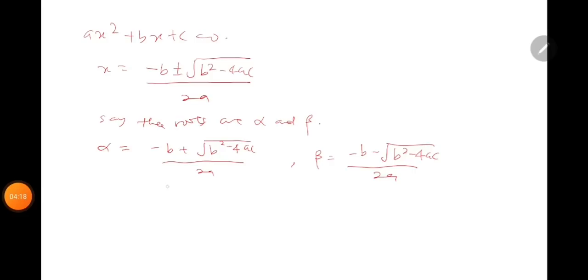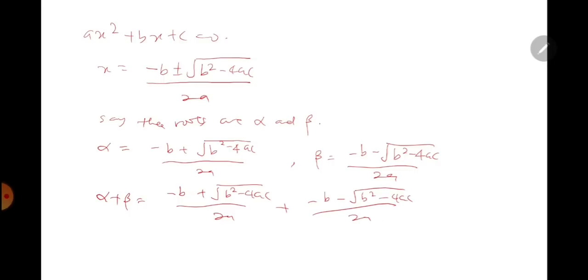Now we can find the sum of the two roots, which is alpha plus beta. You get negative b plus square root of b squared minus 4ac over 2a, plus the other one, beta, which is negative b minus square root of b squared minus 4ac over 2a. You can simplify this, and the square roots cancel out. You get negative 2b over 2a, and simplifying more you get negative b over a. So this is your sum of roots, alpha plus beta.